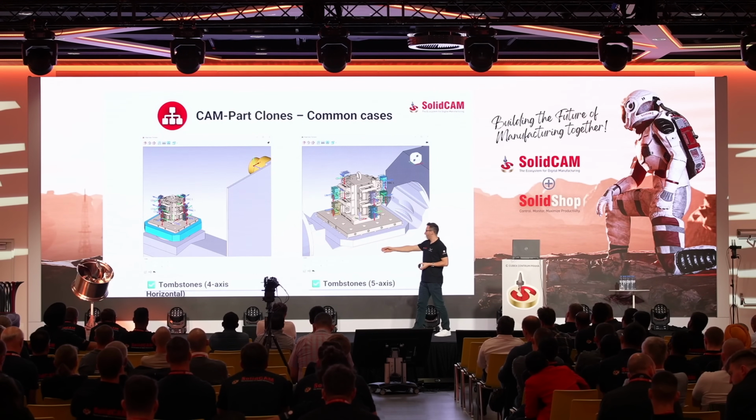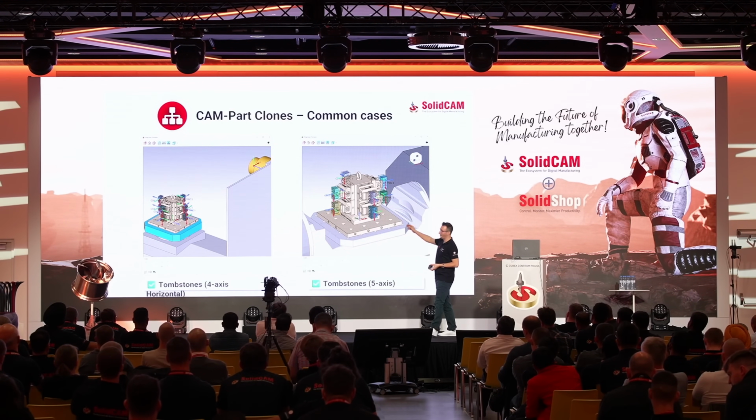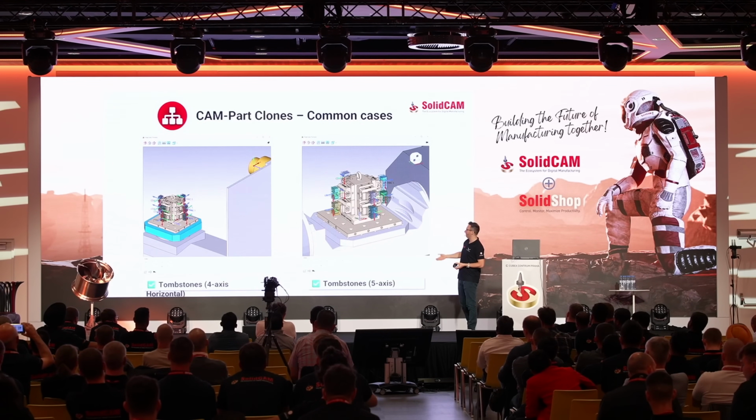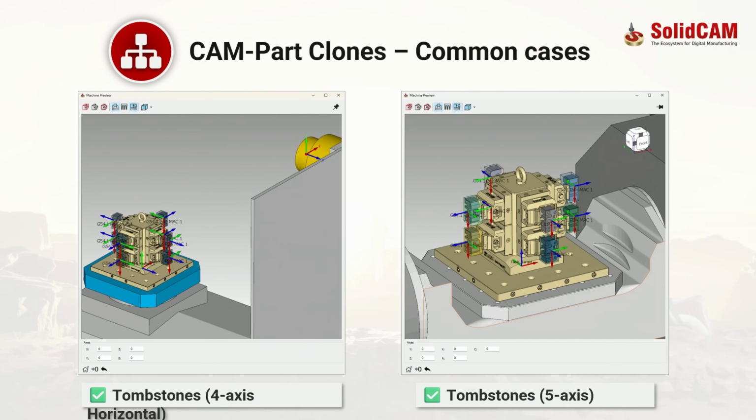Tombstones, the 4-axis horizontal, also the 5-axis. So we will kinematically solve all, regardless of what the kinematic is, we will solve each of these cases. You can take the same part, just load it in another machine, there you go. All the work offsets there are saved and you just generate the G-code, that's it.